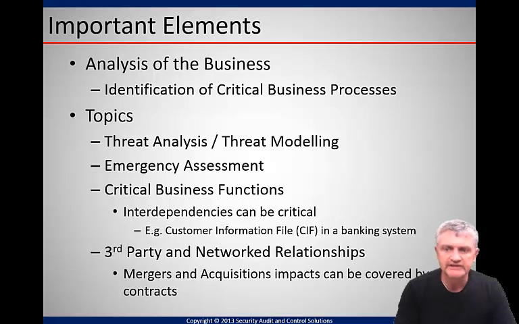Critical business functions again, there could be interdependencies which can be critical. An example here is in a banking or financial environment, we have a customer information file, which is critical. So it's our core file, and many systems input to that, and that outputs and it's being used by many other systems as well. So you have a critical business function, this file disappears, we have huge problems. Third party or network relationships as well. Mergers and acquisitions. This impact between third-party and network relationships can be covered by contracts.